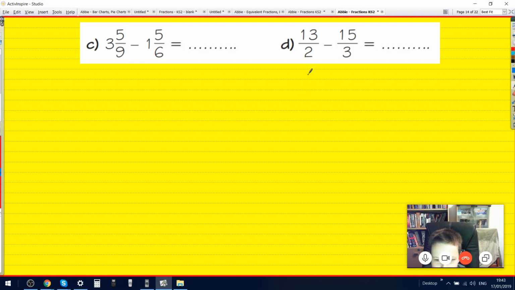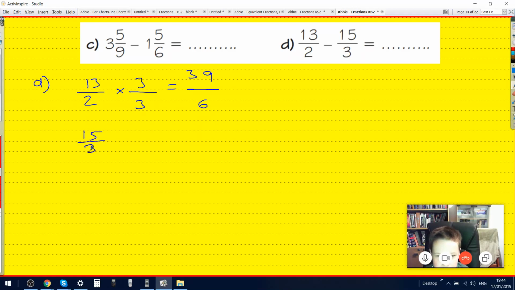And then you work out how many times you times 2 to get to 6, and then you times that number by 13. So you times 2 3 times to get to 6, and so 3 times 13 is 39. Yeah. And then for the other one, you times 3 twice to get to 6, and so 15 times 2 is 30. Yes.